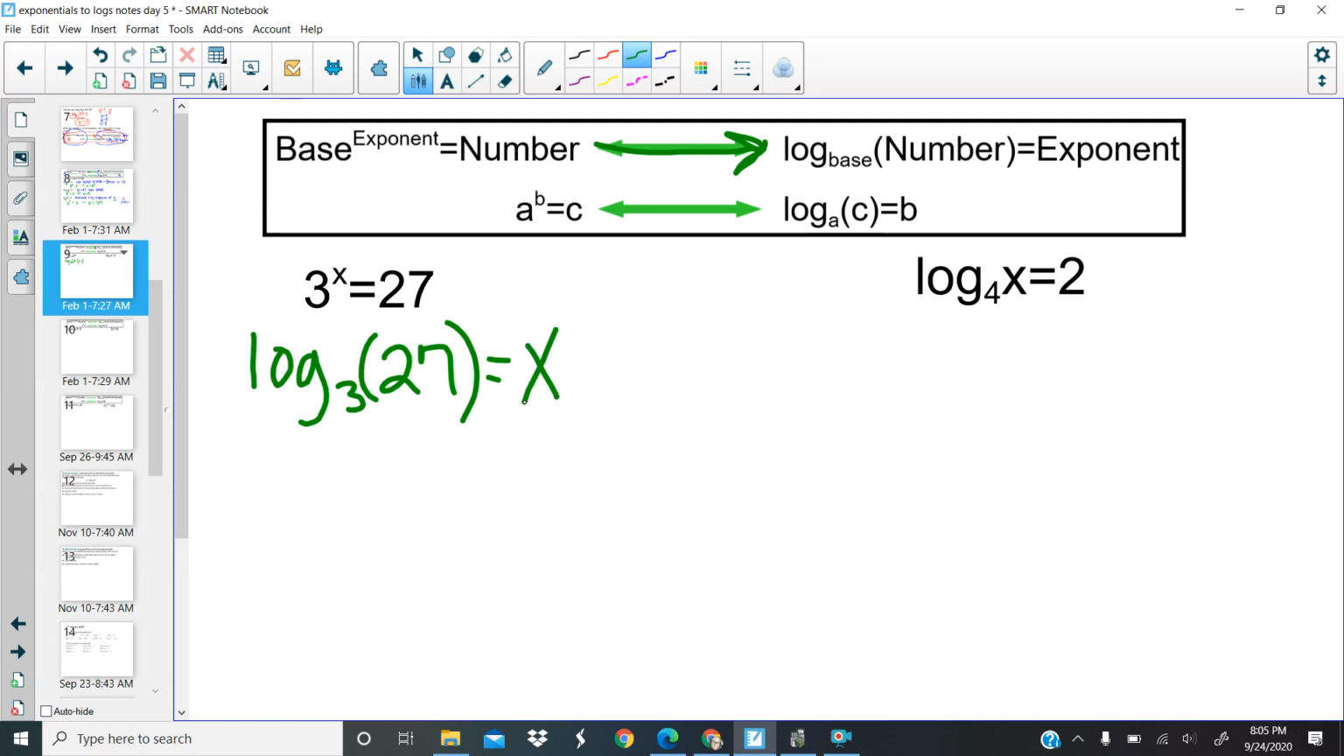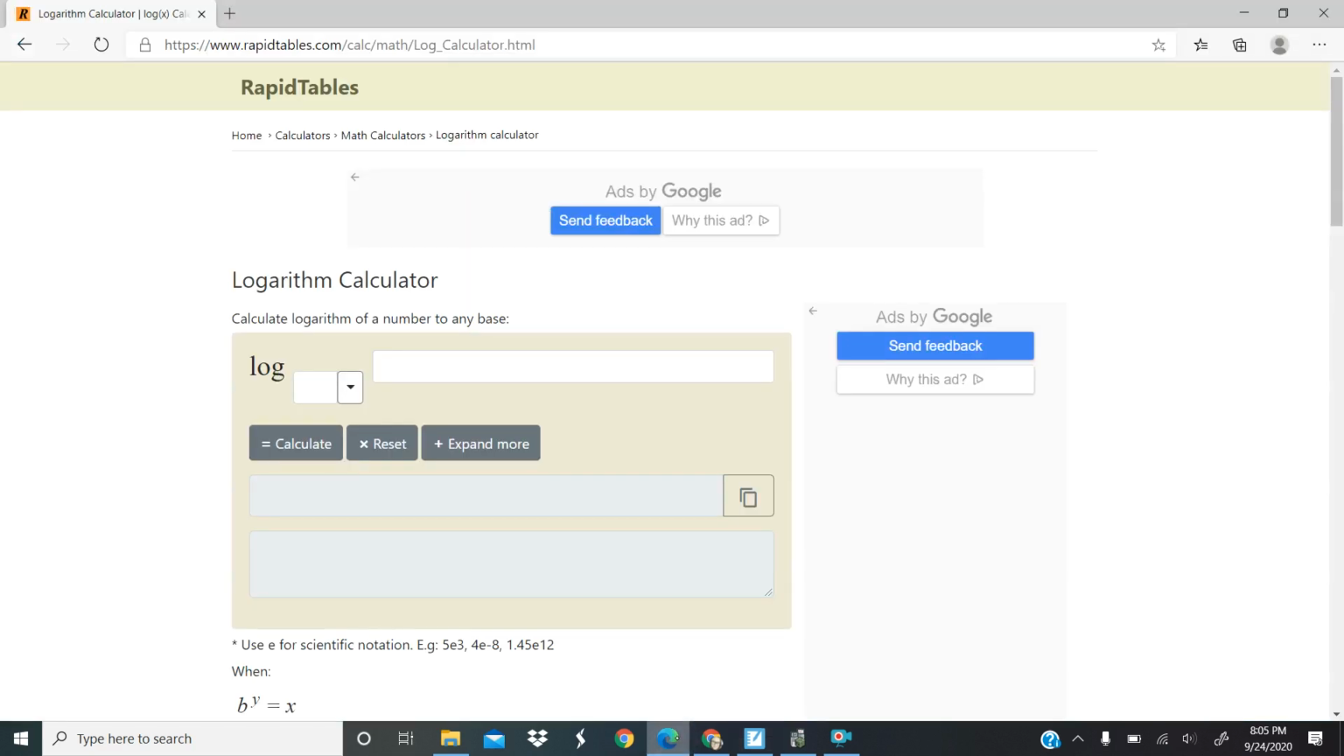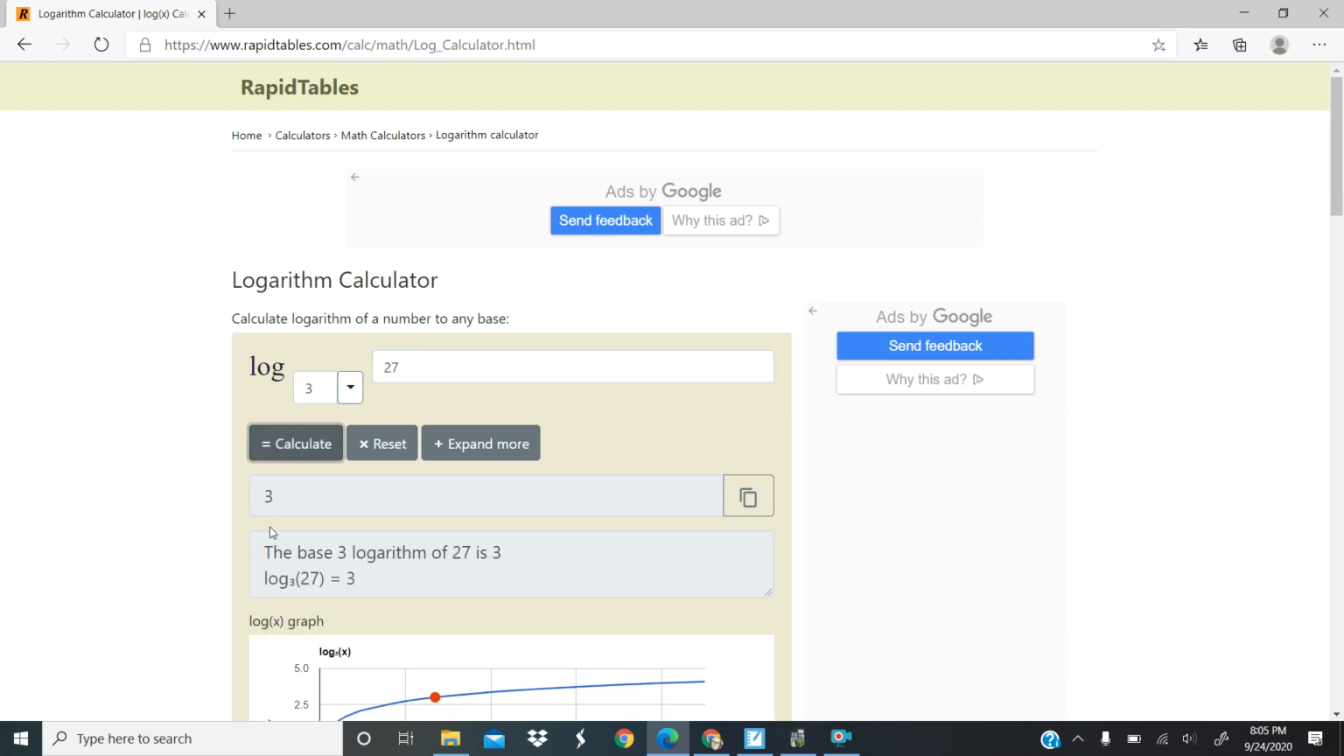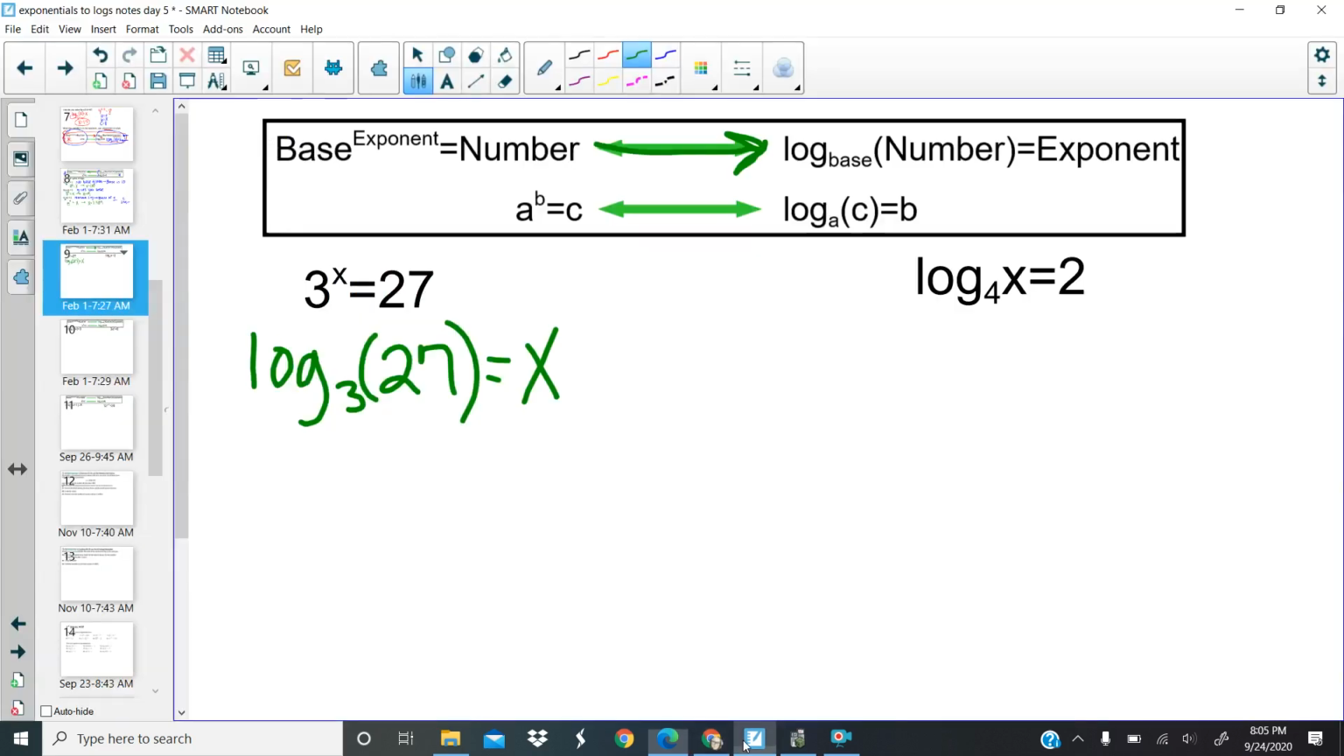And I want to show you guys another way that you can do this in case you don't have a calculator at home. I actually found this online calculator that you can use instead. So you would just type in whatever base you have. So we have the base of 3, and then it's of 27. And you'll just hit calculate. And it gives you that the answer is 3. So the base 3 logarithm of 27 is 3. So that means that x equals 3.